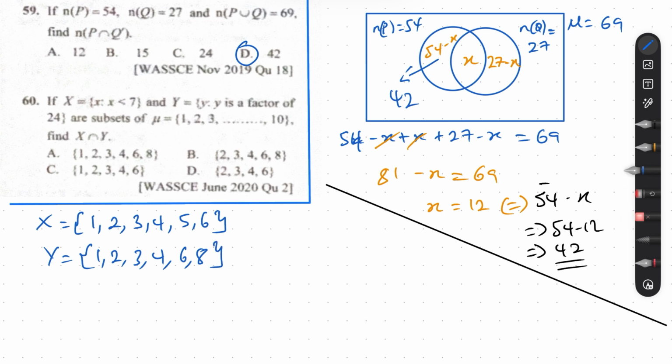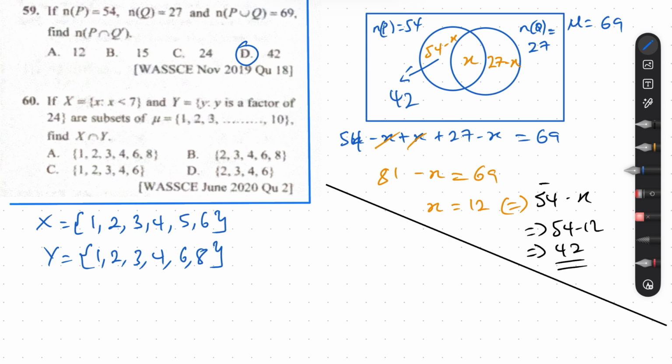So now we need to find the intersection of these two sets. What are the intersections? What common element do they have? We have 1 here, 1 here, 2 here, 2 here, 3 here, 3 here, 4 here, 4 here. We have 6 here, 6 here. So we have 1, 2, 3, 4, 6, right? So that's our answer.